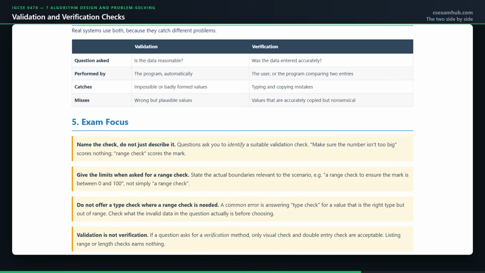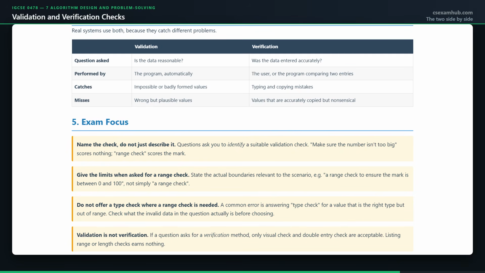Put them side by side. Question asked: validation asks, is this data sensible? Verification asks, is this data what was intended? Performed by: validation is automatic, done by the program. Verification involves the user or a comparison of two copies. When: validation happens as the data is entered, checked against rules. Verification happens at entry or when data is copied or transferred. Catches: validation catches data that breaks a rule. Verification catches data entered or copied incorrectly.